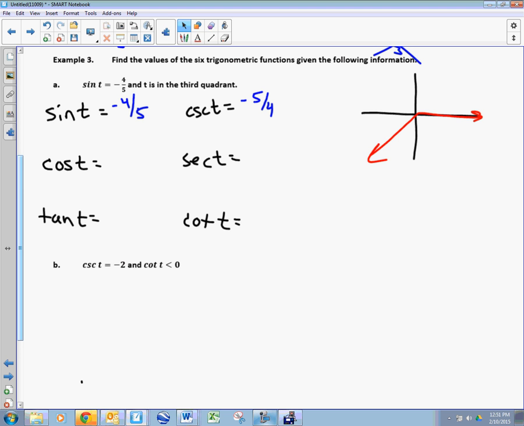Let's think about this, folks. Is x positive or negative in the third quadrant? Negative. Is y positive or negative in the third quadrant? So therefore, since sine is y and cosecant has to do with y, then these are both negative, right? Since cosine has to do with x and secant has to do with x, those will both be. Tangent is y divided by x. A negative divided by a negative will make a positive. So these will be positive, these two will be negative. Do you see that? So let's go to work.